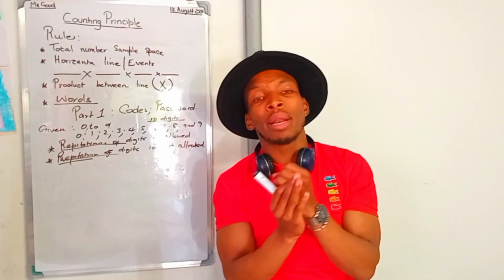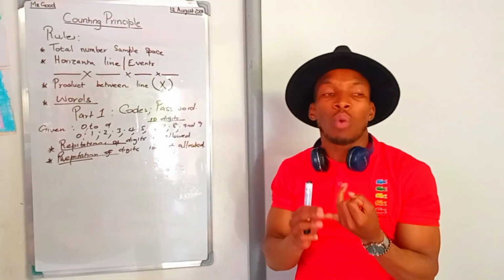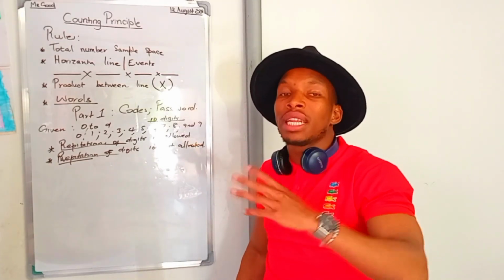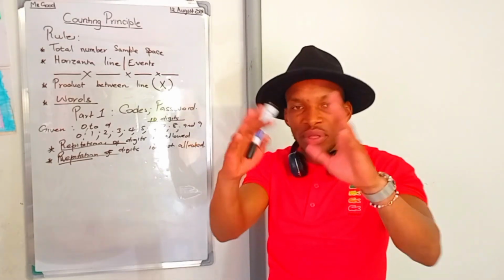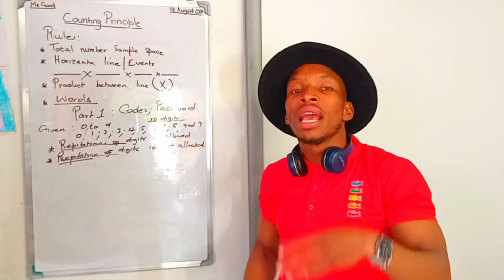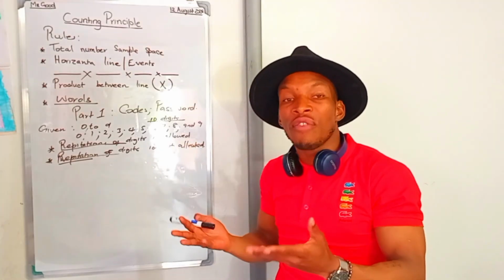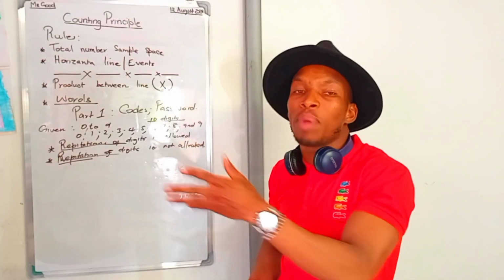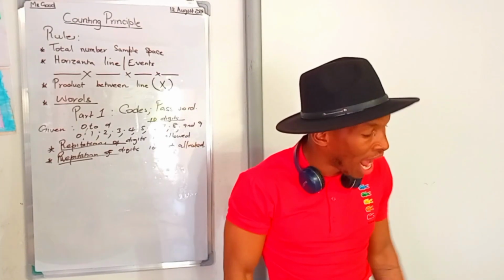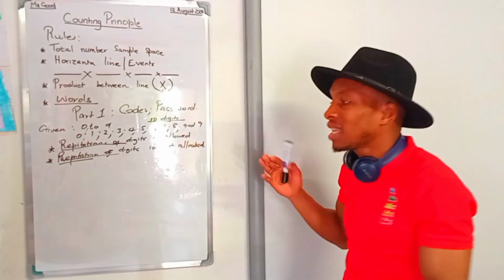When we talk about repetition being allowed, it means we use a number and then give it back to the sample space. But if repetition is not allowed, the number that we use on the first event is no longer replaced back into the sample space. It's very important to note that. All right, let's go. There are two ways that are very important.